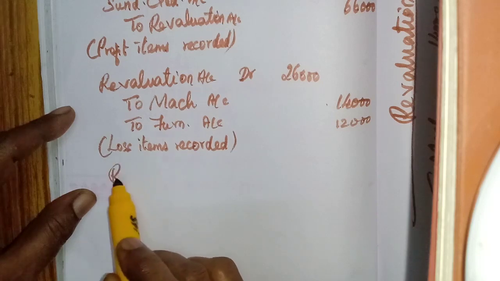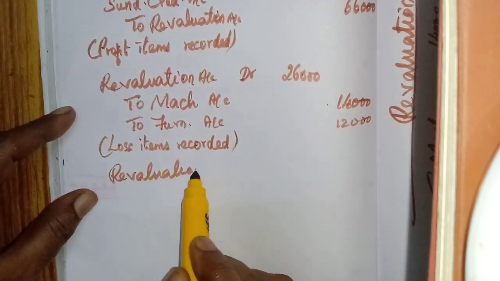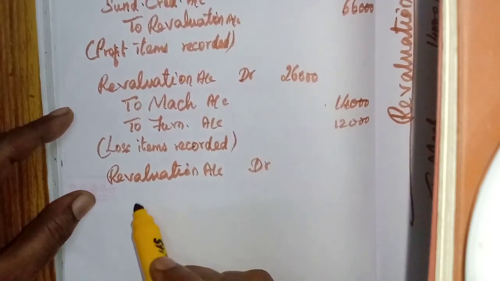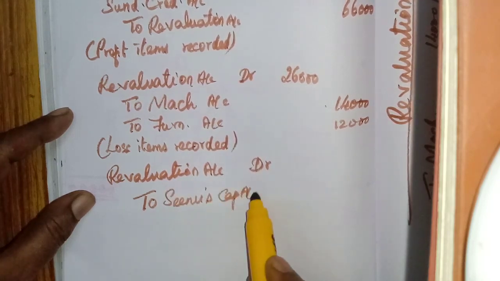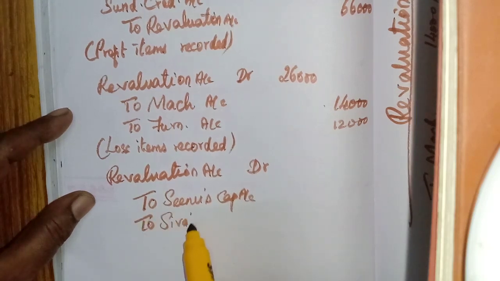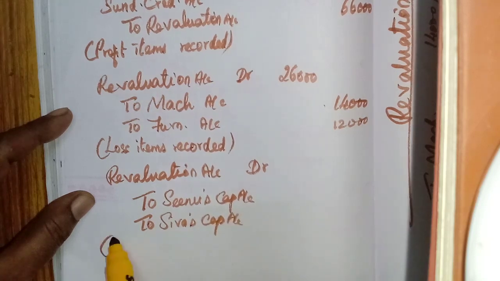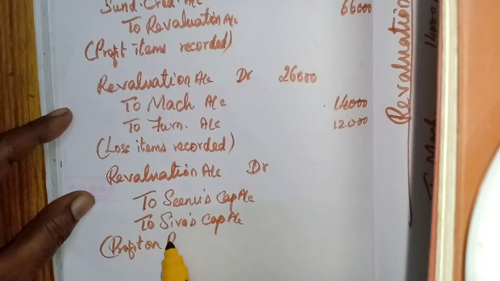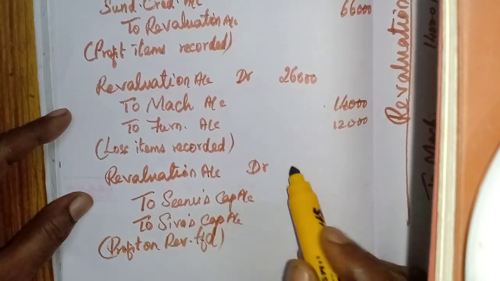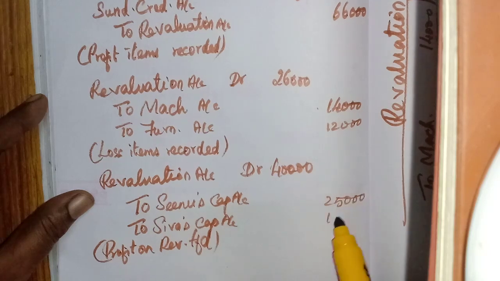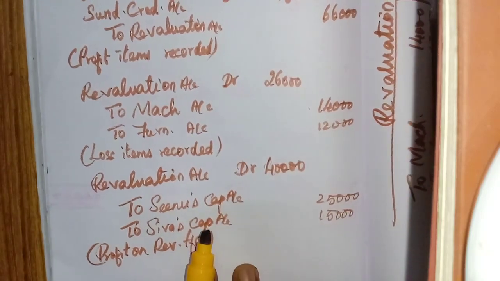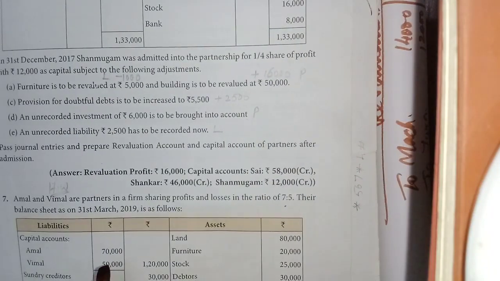Okay, now we have to write the journal entry, after calculating the profit. Revaluation account debtor to Sino's capital account, to Siva's capital account. Profit on revaluation transferred. Okay, here total amount 40,000. Here 25,000. 15,000. Okay, fifth exercise we have completed. Now we will see the sixth illustration.